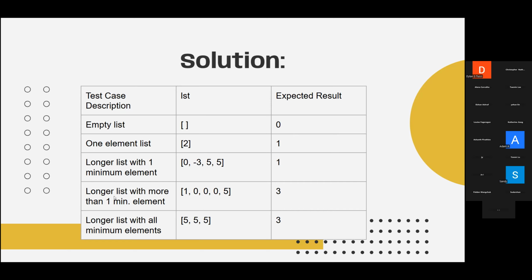And then now we have a longer list with more than one minimum element, which we could see that 0 appears 3 times in the list, so we will return 3. And then we have a case with a longer list with all minimum elements. And then we can see that 5 is repeated 3 times. So then our expected result is 3.